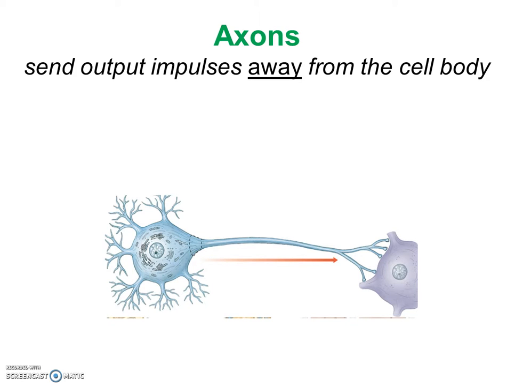All right, let's talk a little bit more about those axons. So remember, axons send the output, or in other words, they send the information away from the neuron's cell body. So the information we call the impulse. So here is the cell body, and then this arrow in red is showing the information being sent down the axon of the neuron, and then it's going to basically reach the dendrites of the next neuron.